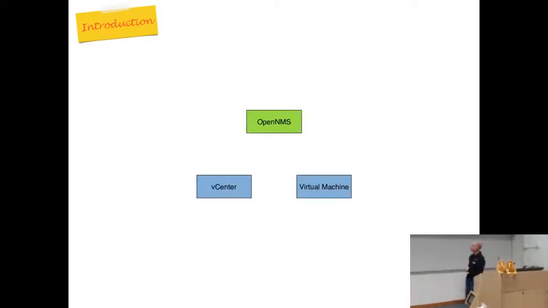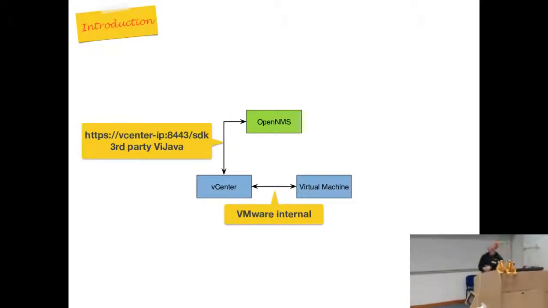Okay, how it looks like: we have just our OpenNMS running, we have a vCenter instance, and here's our virtual machine. Basically, we talk with the vCenter over HTTPS, we talk to the SDK, there's an SDK interface. All this stuff is HTTPS on port 8443. And between vCenter and the virtual machine, it's all internal VMware stuff, so we don't have any influence on that.